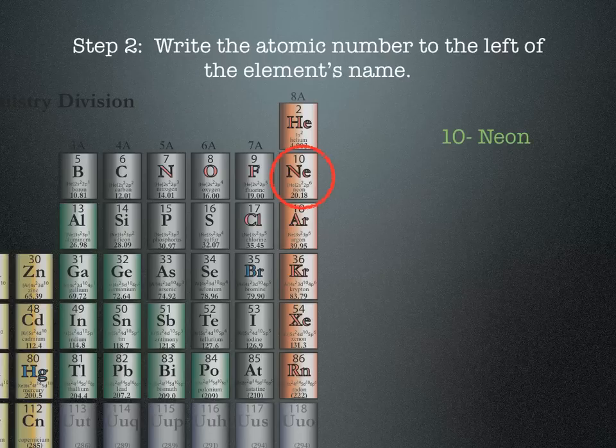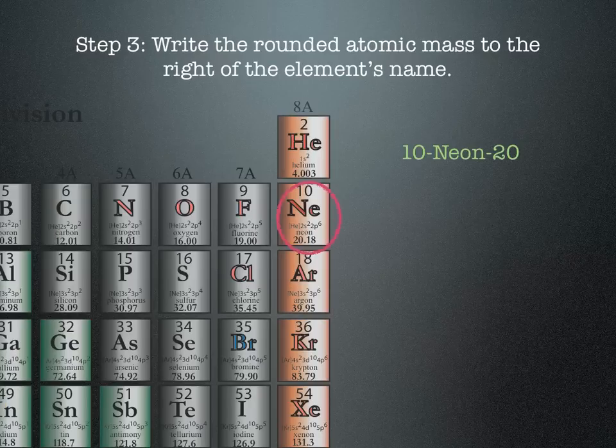Write the atomic number to the left of the element's name. On this periodic table, you'll see that the atomic number is actually more prominent than any other piece of information in the periodic table box for neon. In this case, the atomic number for neon would be 10.